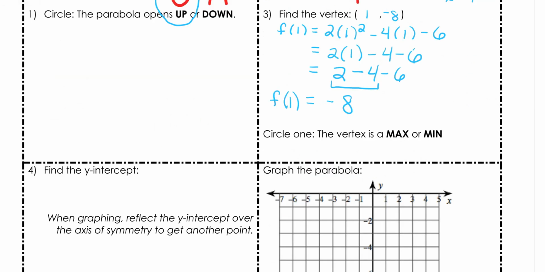The next question we're going to ask ourselves is, with our parabola, is the vertex a maximum or a minimum? Now take a look at your parabola. If it's a U shape, the vertex down here is at the bottom of the parabola. It looks like it's the lowest point on your parabola, so it's going to be a minimum. Anytime that you have a positive a value, meaning that your parabola opens up, it's going to be a minimum for that vertex point. All right, let's go on to step 4, which is finding the y-intercept.